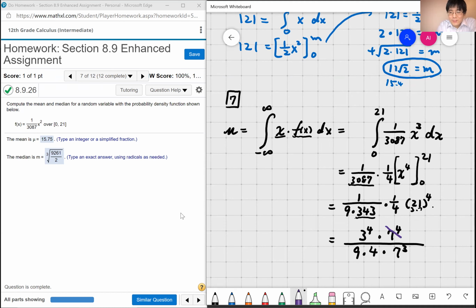So reduce this part, we want to get 7. And reduce this part, you want to get 9. So the answer is 63 over 4, which is the same thing as 15.75. Now, look at this. The program said, type an integer or a simplified fraction. I wrote the decimals, and Pearson still gave me a correct answer. It said correct.